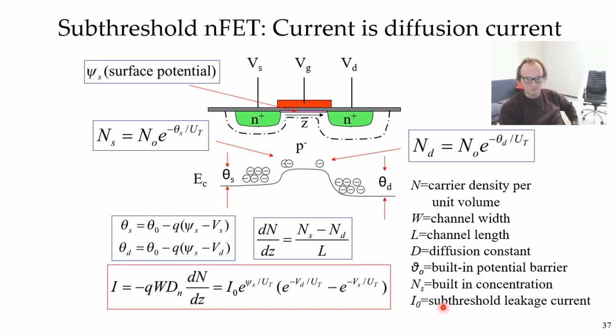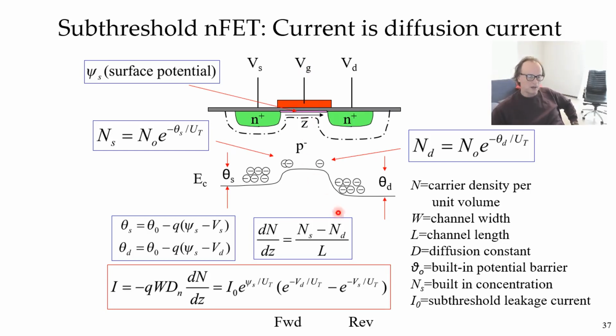Now, do you see the problem? The problem with actually using this equation? The problem is right here, right? You don't know this psi s. You're controlling Vg, not psi s. So now we have to figure out how psi s is related to Vg. So let's see how that works.